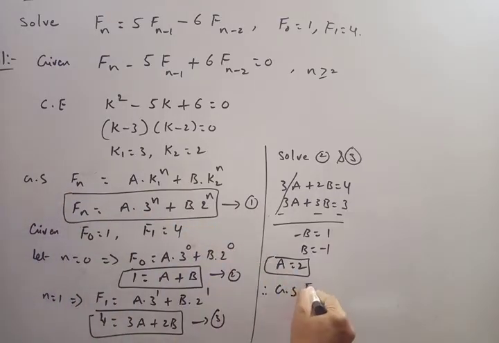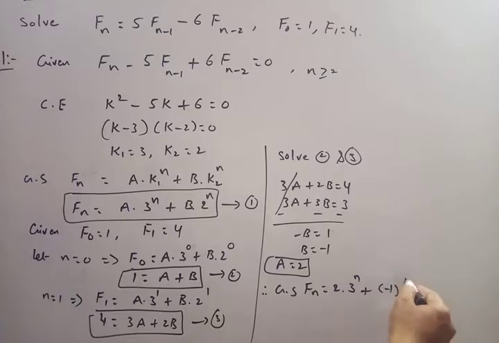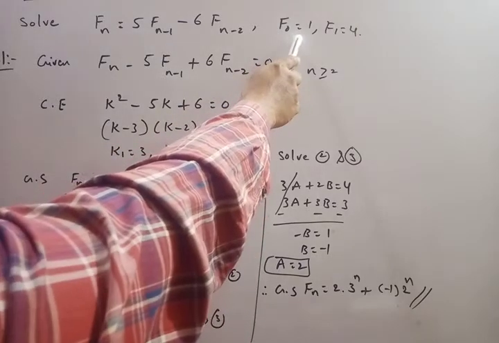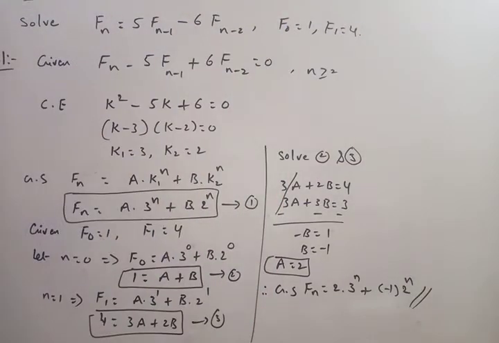General solution Fn is equal to, what is the A value? 2 into 3 power n. B is how much? Minus 1 into 2 power n. That's it. So to find the values of A and B, he gave the initial conditions F0 is equal to 1 and F1 is equal to 4. Understand? Very simple topic it is.